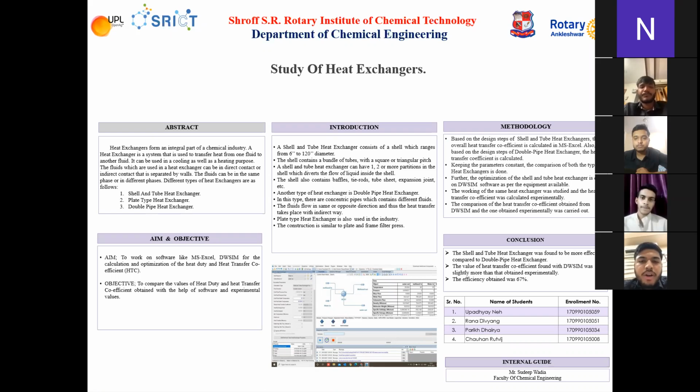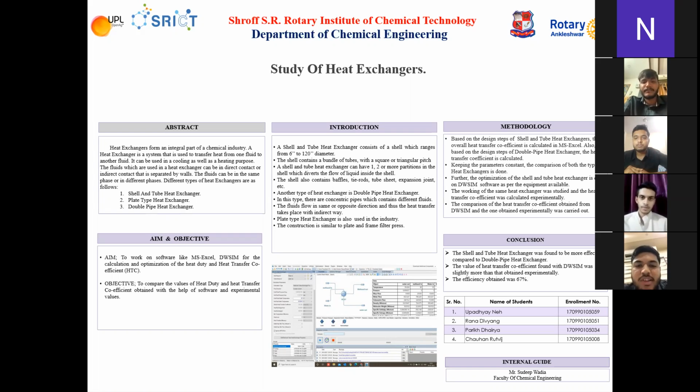Hello everyone, good morning. I am Dhairya and today I will introduce the different types of heat exchangers. In this final year project, we have studied two different types of heat exchanger. The first one is the shell and tube heat exchanger and the second one is the plate and frame type heat exchanger.